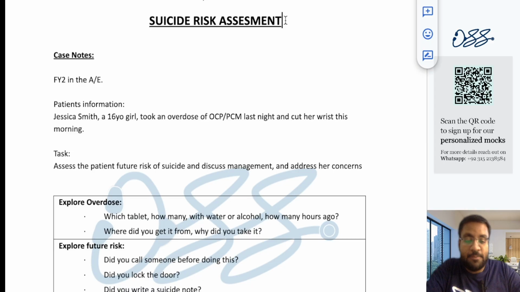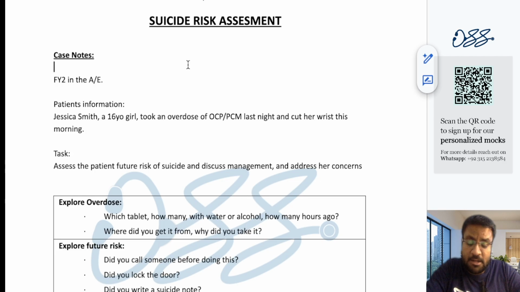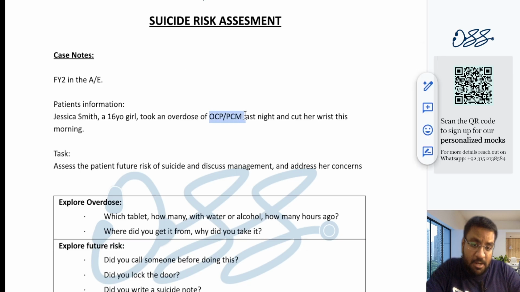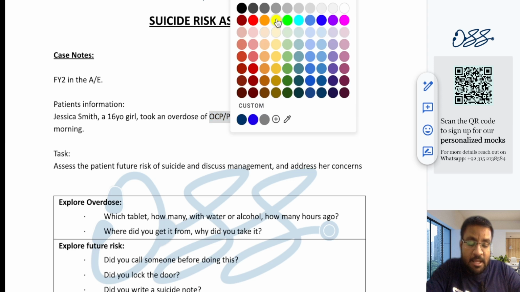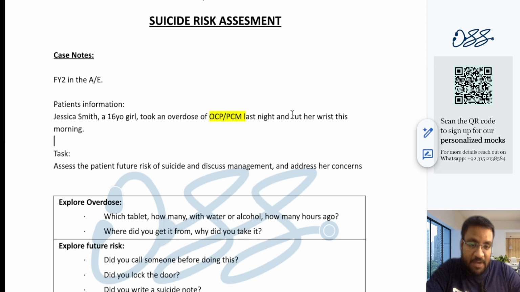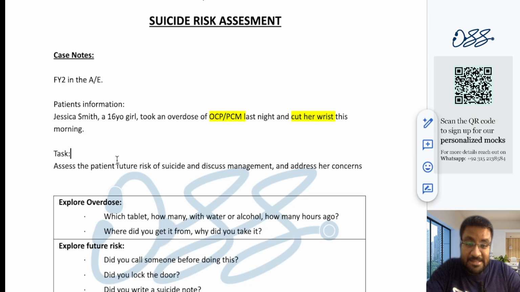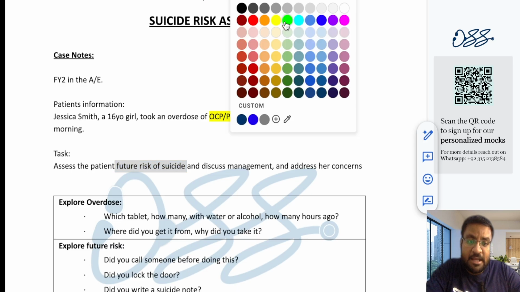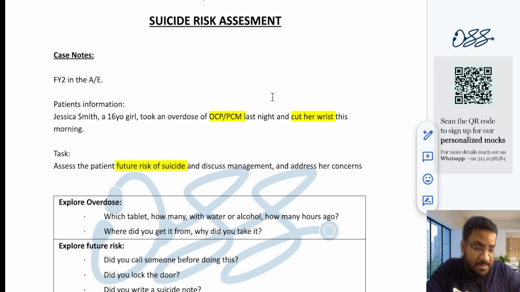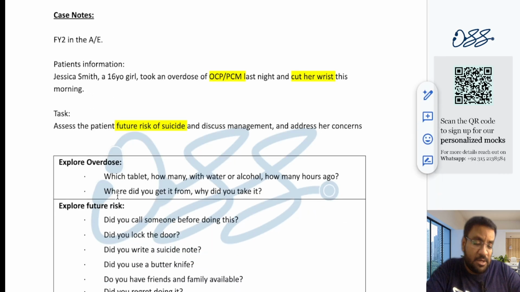Okay, so you may see this station in the exam in which a patient must have attempted to harm themselves by either taking an overdose of a medication. It's either going to be an OCP or paracetamol, and they may have done an act that would be leading to self harm. Like, for example, in this case, this patient has cut her wrist. Okay, so your task would be to basically assess the future risk of suicide. Okay, counsel the patient and try to be supportive to the patient, discuss the management of the condition. Okay, and then address whatever concerns the patient has.